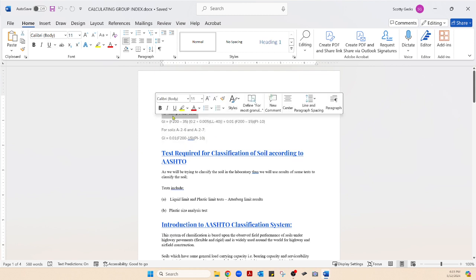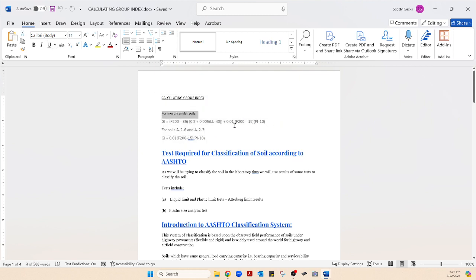And the F, it says 200, but F is the percent of particles passing the number 200 sieve. Now the 35 is just a constant. So if you had 37% of your particles passing the number 200 sieve, 37 would go in here.